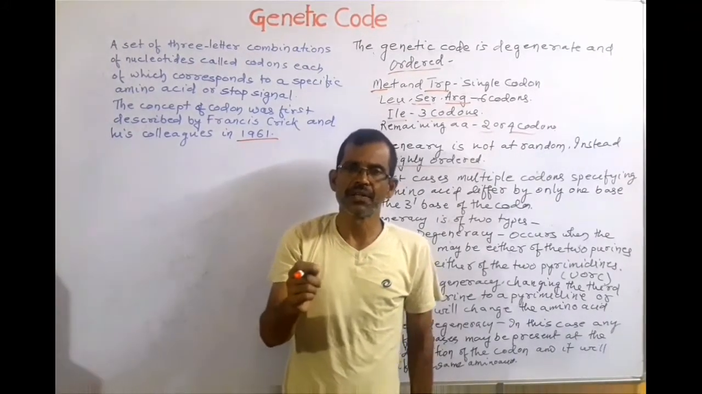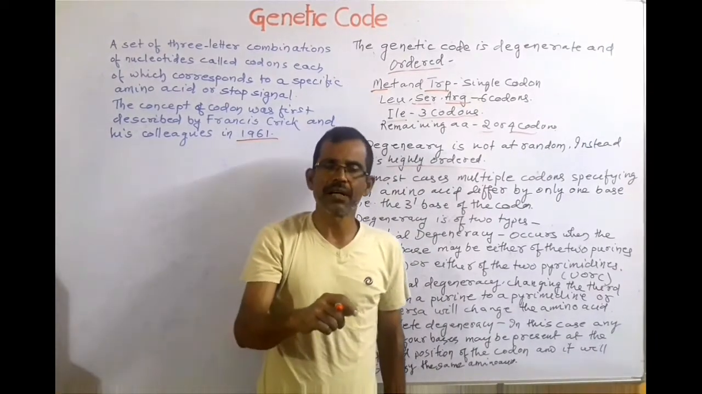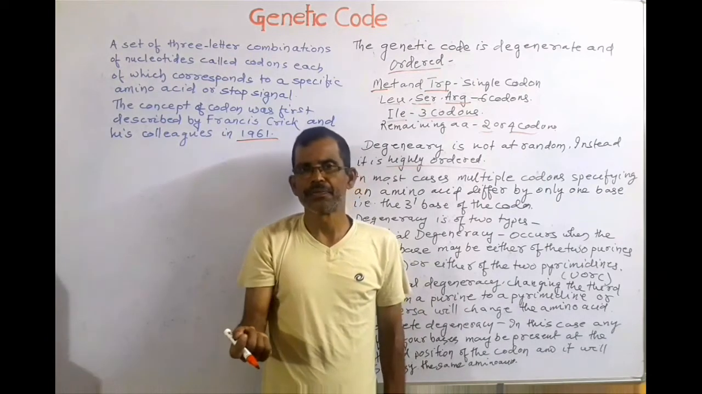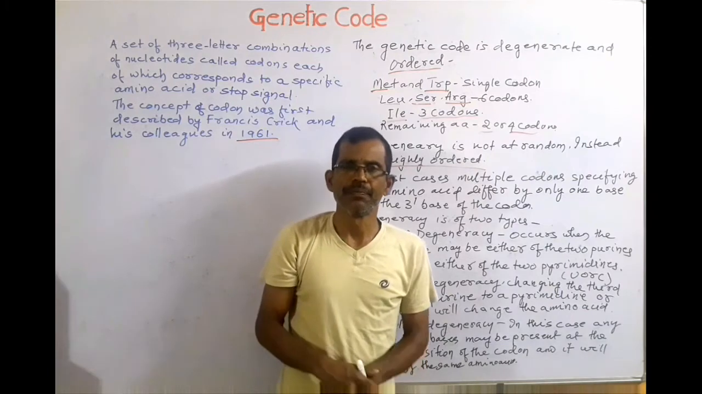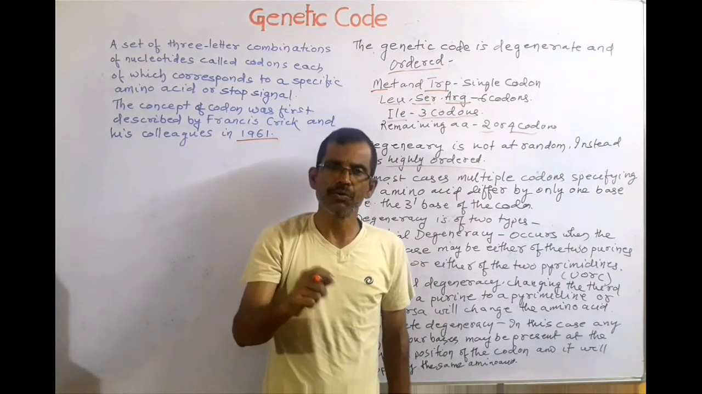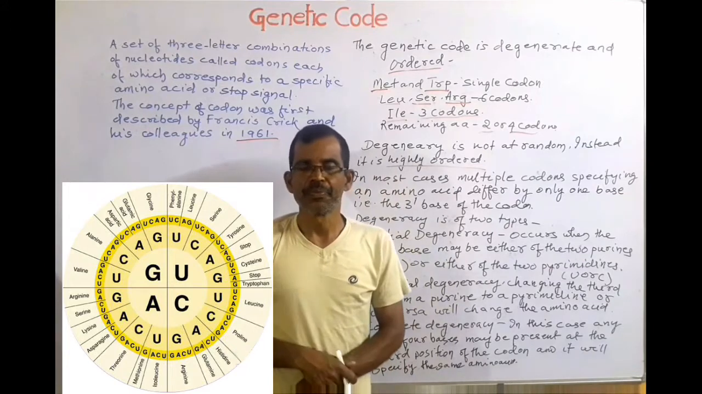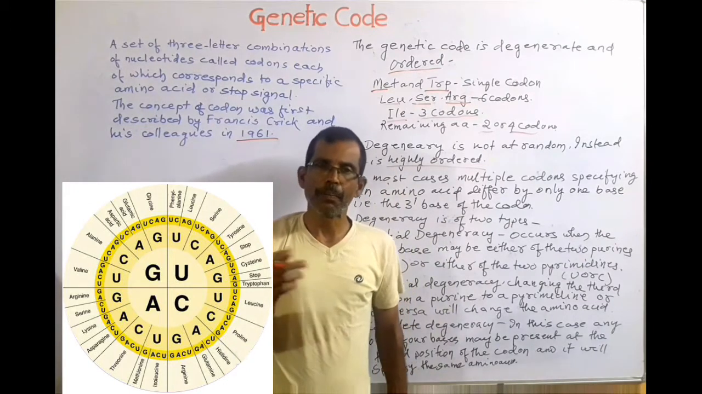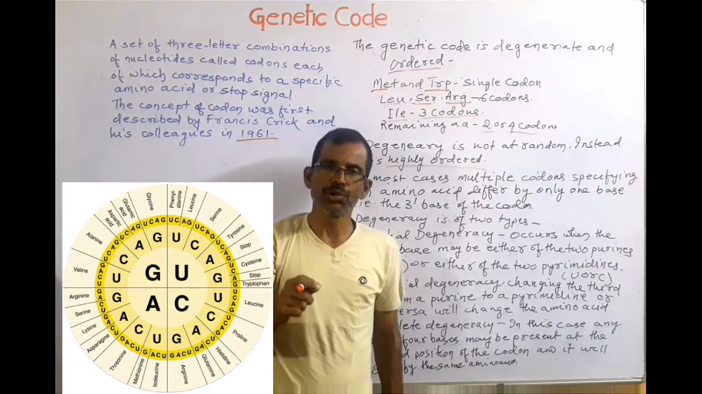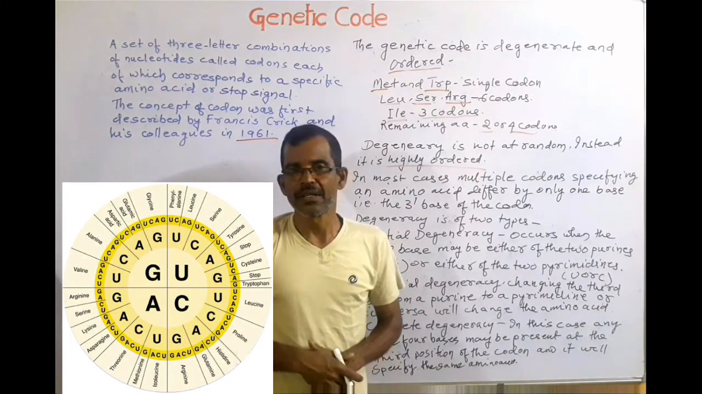In partial degeneracy, the third base or the 3' base can be either of the two purines, that means adenine or guanine, or the 3' base can be either of the pyrimidines, that is either uracil or cytosine. But in partial degeneracy, changing the nitrogenous base from a purine to a pyrimidine will also change the amino acid. This is partial degeneracy. What is complete degeneracy? In complete degeneracy, any of the four nitrogenous bases can be present at the 3' position, and still the code will specify the same amino acid. That is complete degeneracy.